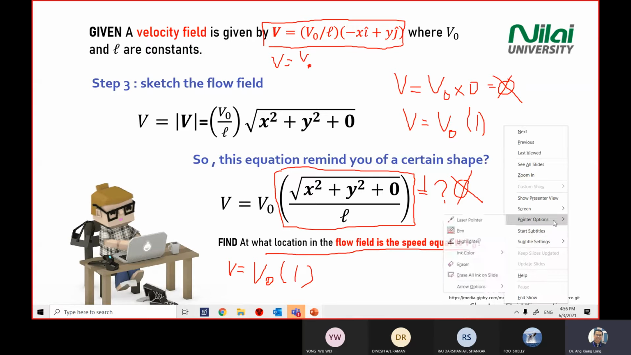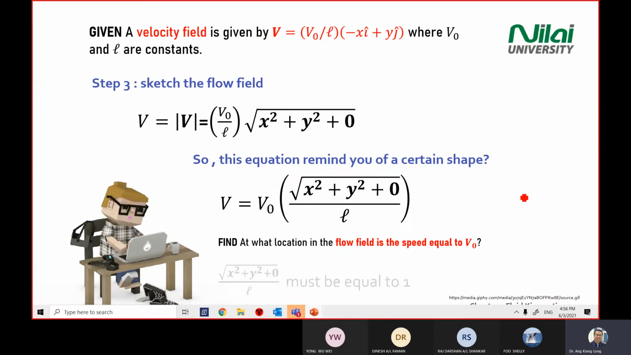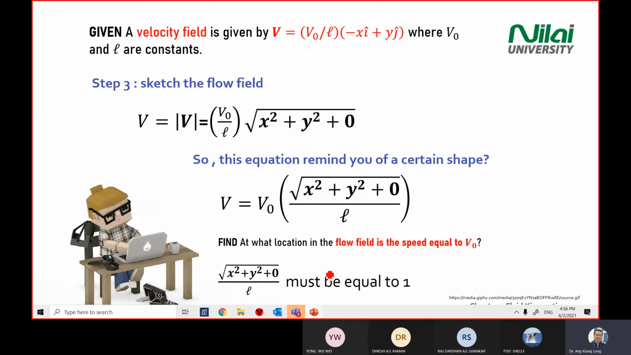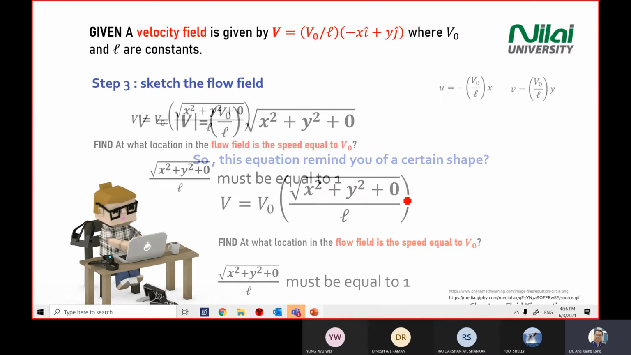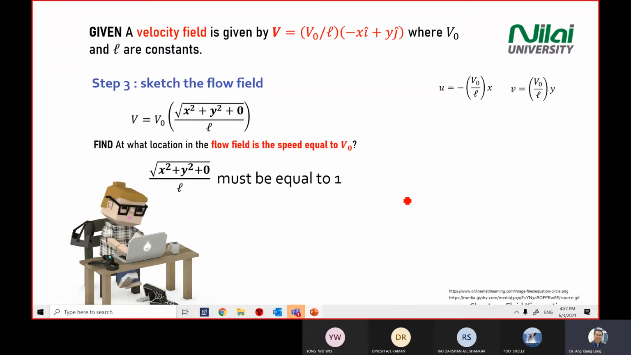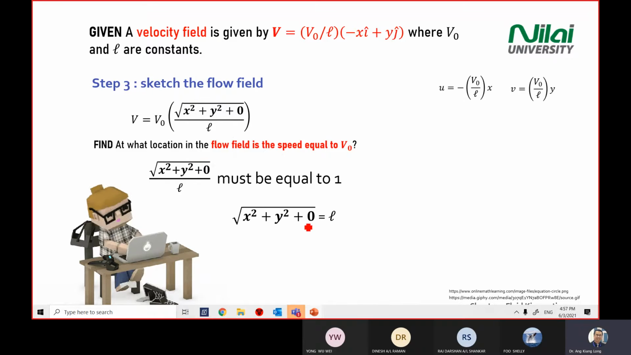Okay, we continue with another slide. So this component must be equal to 1. When this equation equals 1, you can rewrite the equation as the square root of x squared plus y squared plus 0 equal to L. Because this whole thing equals 1, you can move your L from the left to the right, so your right hand side becomes L.